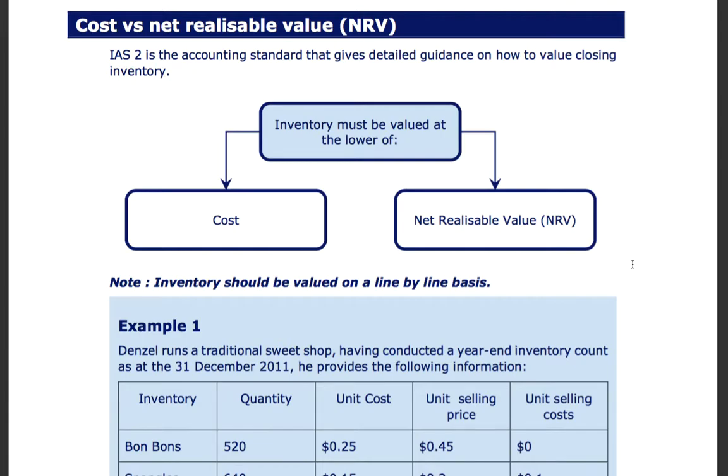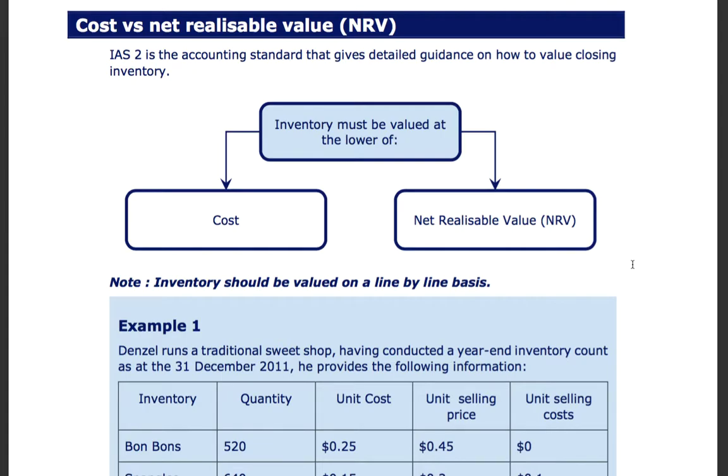But instead, we have to take the lower one. But let's say for some reason your cost of the chocolates is 80, but the NRV you feel is going to be 90. I don't know how it's going to be 90. I don't even know how that thing is going to work out. But for the sake of argument, we say it's 90.